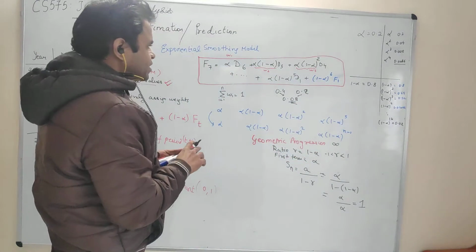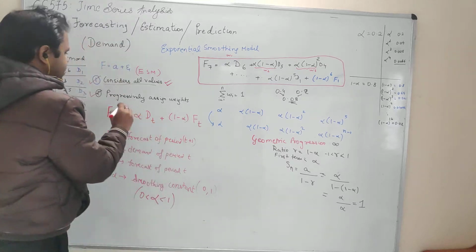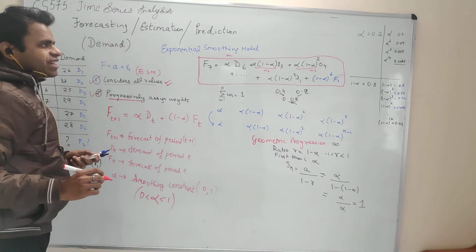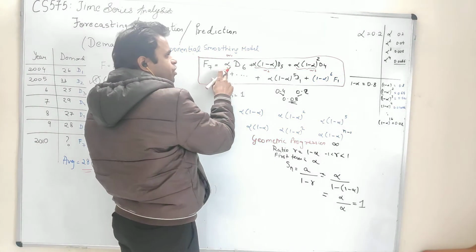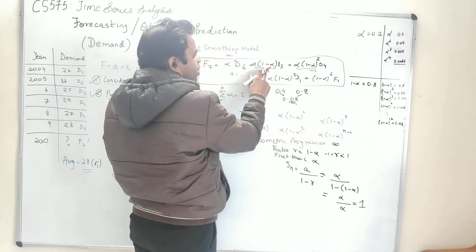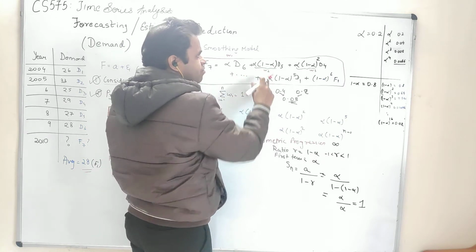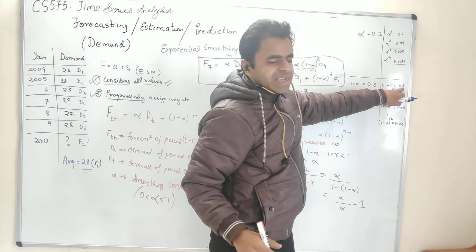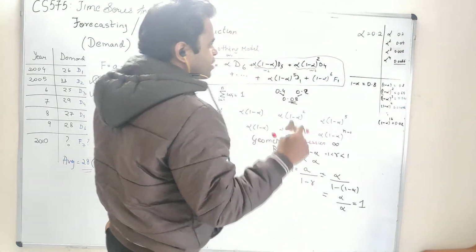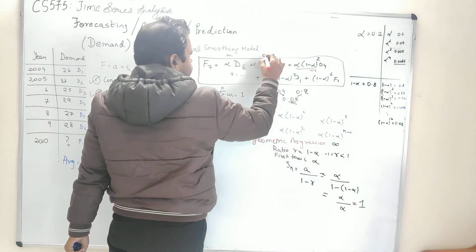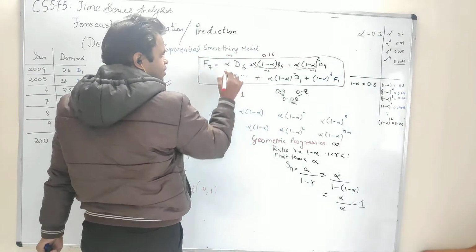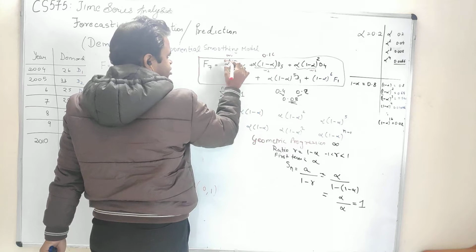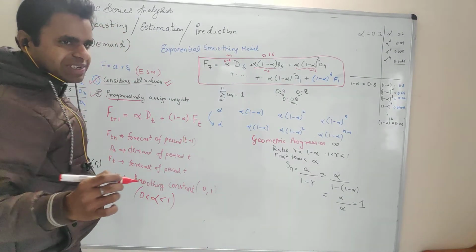So now again you can see what we meant by progressively assigning weight. Alpha is 0.2. When you do alpha into 1 minus alpha, alpha is 0.2 and 1 minus alpha is 0.8, so this becomes 0.2 into 0.8. This will become 0.16, right? So what is the weight 1? This is 0.2. This is 0.16.